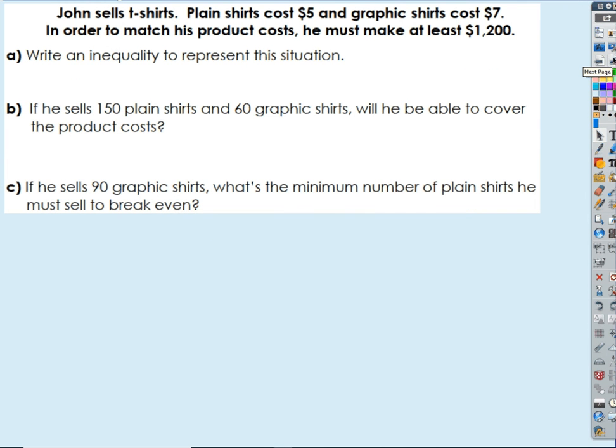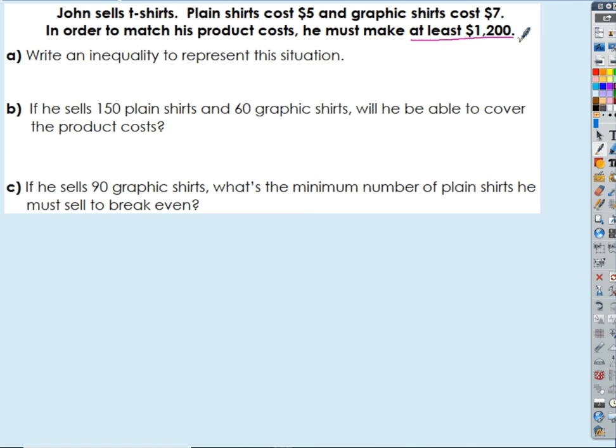Okay, why do we talk about inequalities? Well, they're sometimes useful. Sometimes they match situations better than equations do. Like what about this one? John sells t-shirts. Plain shirts cost $5 and graphic shirts cost $7. In order to match his product costs, he must make at least, and there's the important wording, he must make at least $1,200. So how much money could he make?